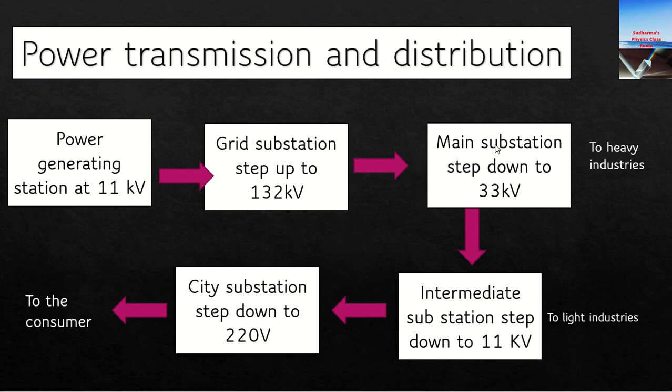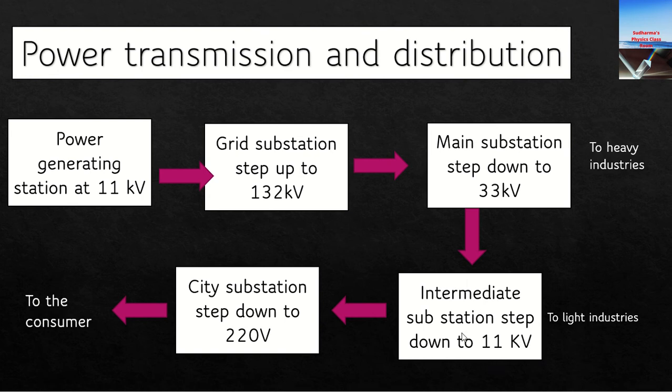Then in the main substation, it will be stepped down to 33 kilovolt. Some industries require a heavy voltage. So this 33 kilovolt will be supplied to those heavy industries. And in an intermediate substation, the voltage is again stepped down to 11 kilovolt. That will be given to light industries, which require only a lower voltage.